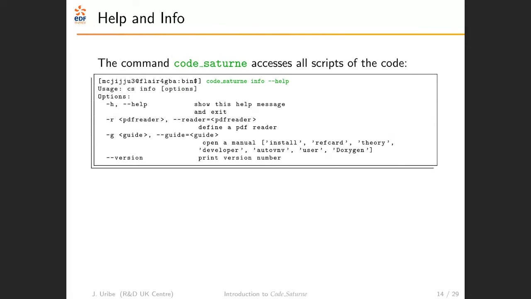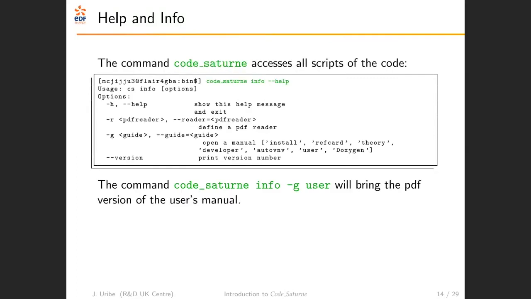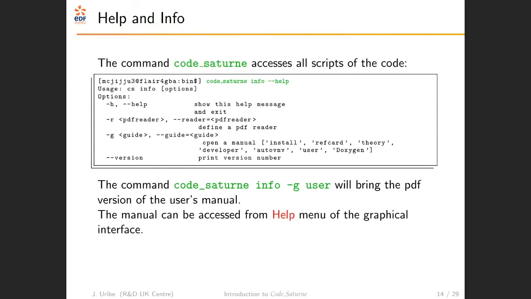So for example, if you type code_saturn info --help, it will give you the help of how to get information about the code. You will have the different options to define which type of guide you want, the installation guide, the theory guide, or the user guide, for example. Or you can see the version number, or you can select which PDF reader you want to use to open one of these documents. These guides can also be accessed in the help menu of the graphical interface if they have been installed correctly.